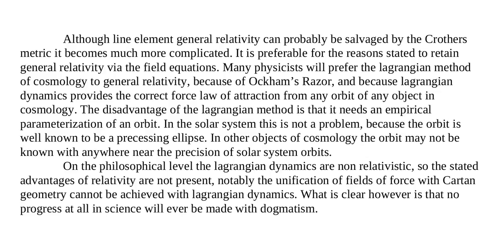Many physicists will prefer the Lagrangian method of cosmology to general relativity because of Occam's razor and because Lagrangian dynamics provides the correct force law of attraction from any orbit of any object in cosmology through the Binet equation. The disadvantage of the Lagrangian method is that it needs an empirical parameterization of an orbit. In the solar system, this is not a problem because the orbit is well known to be a precessing ellipse. In other objects of cosmology, the orbit may not be known with anywhere near the precision of solar system orbits.